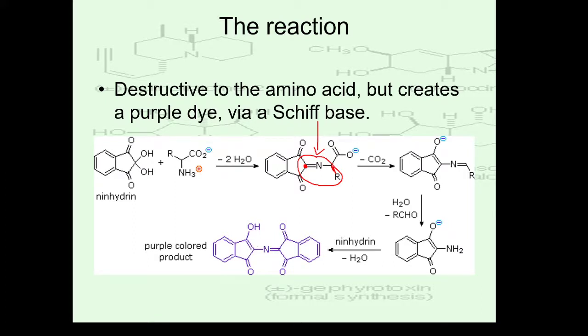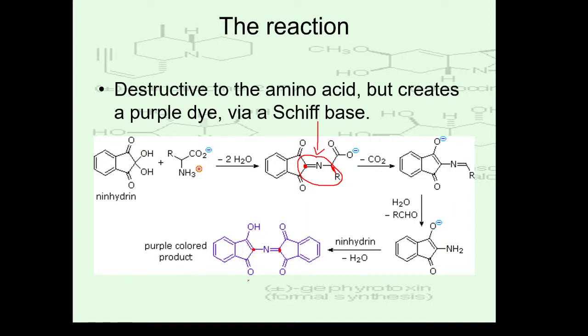I've got a C, it's double bonded to an N that's bonded to a carbon chain. Here's my Schiff base, here and here: carbon, double bonded to an N, bonded there.